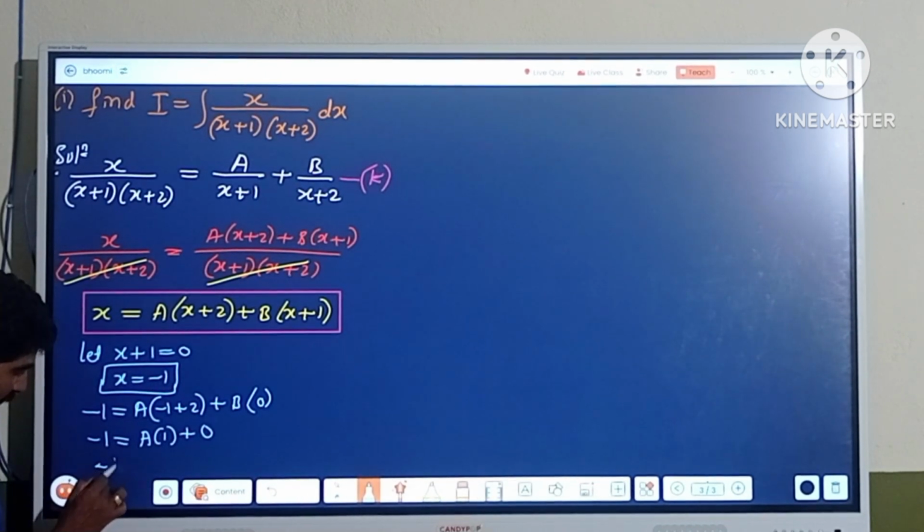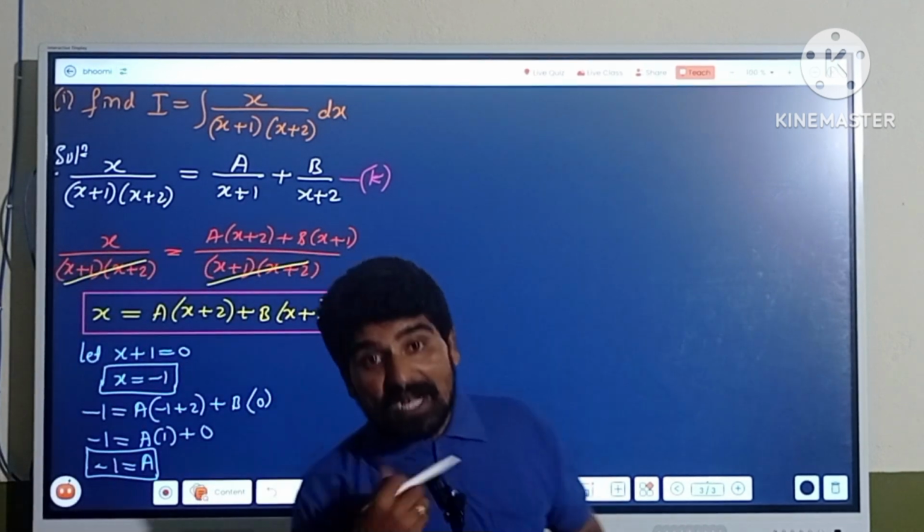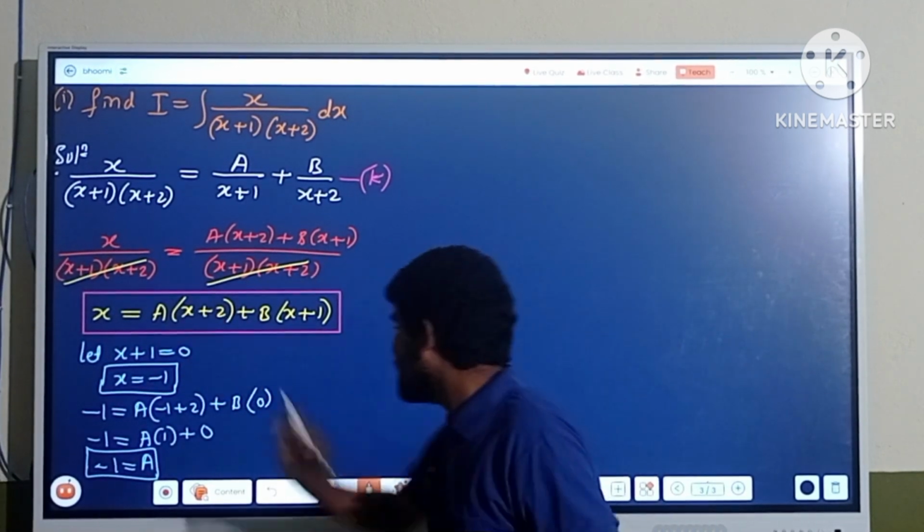Therefore, finally we get minus 1 is equal to a into 1, a. Therefore, the value of a is equal to what? Minus 1. We got a now. To identify b, we need to eliminate a.